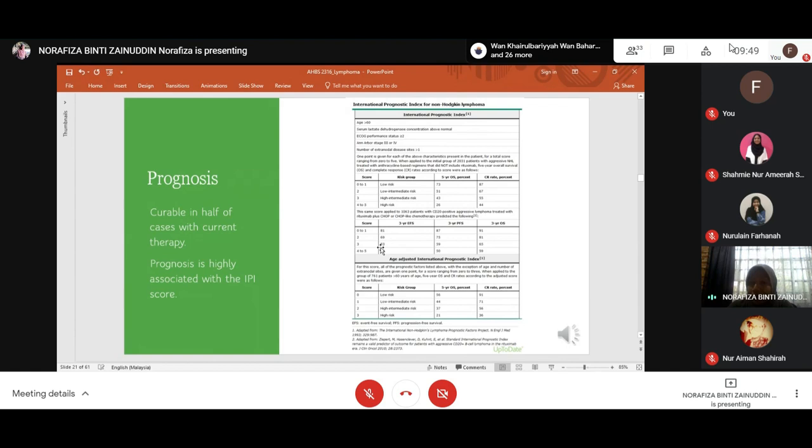There is another index which is age adjusted. For the score, all the prognostic factors listed above, with the exception of age and number of extranodal sites, are given 1 point. So this is the age adjusted IPI. Dia tak ambil kira number of extranodal sites involvement. Dia tak ambil kira age. Again, you can see that those in high risk group, the 5-year overall survival is 21%, is even lower, even shorter.